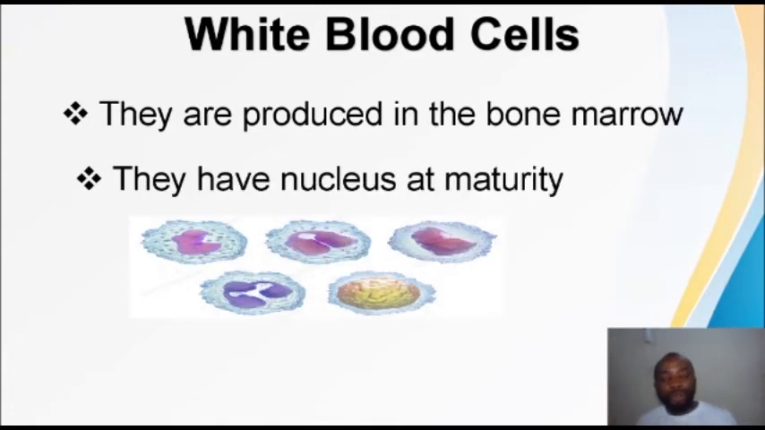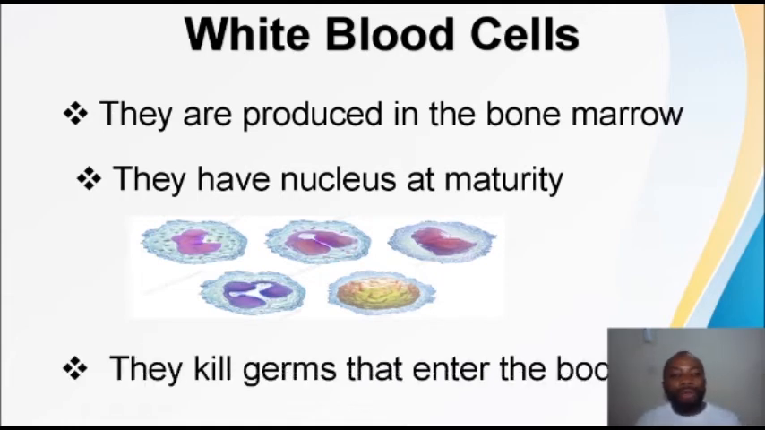They have a nucleus. Unlike the red blood cells, the white blood cells have a nucleus at maturity. Look at it. We have different types of white blood cells. This one has a nucleus, this one has a nucleus, all of them have a nucleus. That is the center image that you're seeing here.